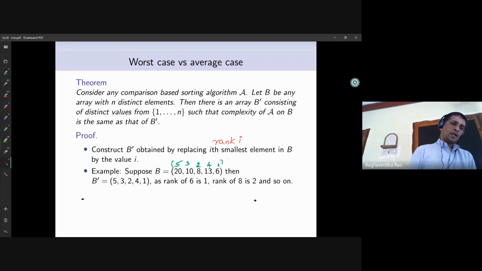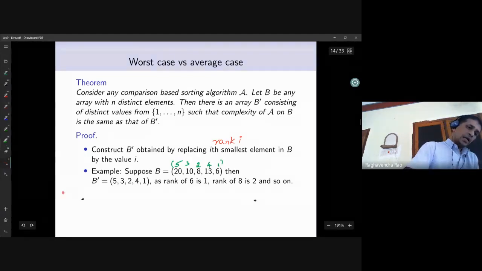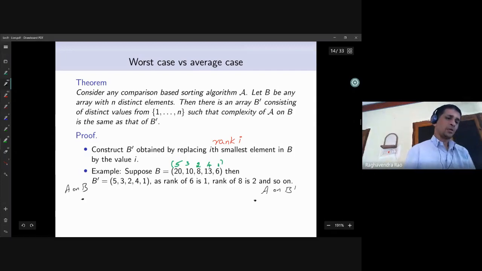Okay. So now let's consider the two scenarios. So this is A on B. This is A on B prime. So this A is script A. My handwriting is bad. So let's look at one comparison to begin with. The first comparison they make is the same, right? I said we are not counting any other comparison as comparison. So comparison between two elements of the array is what we are going to look at.